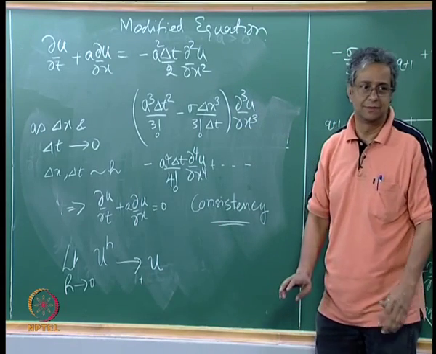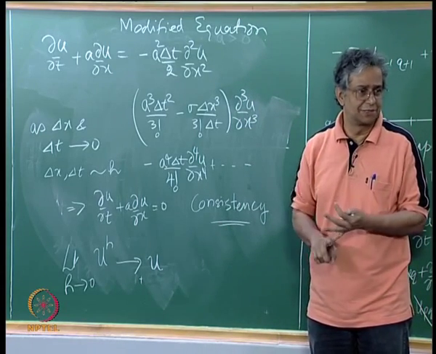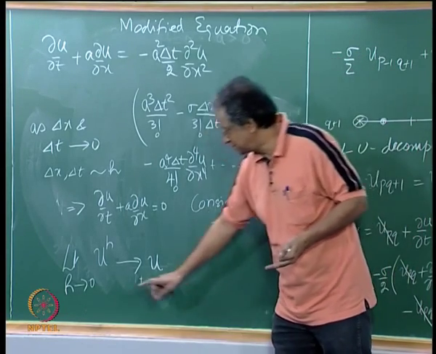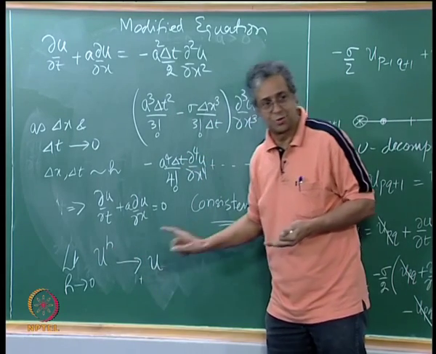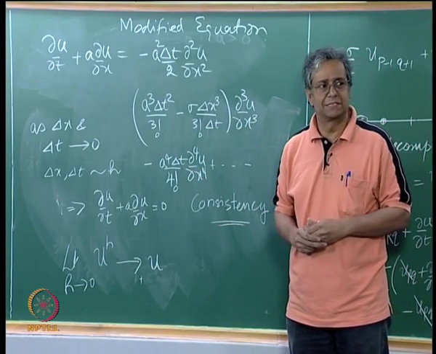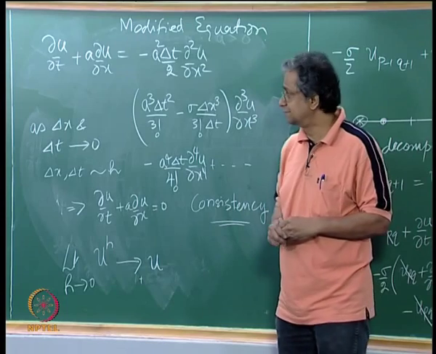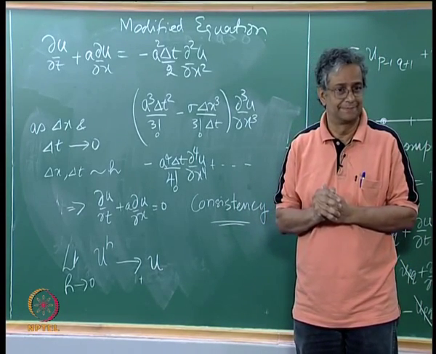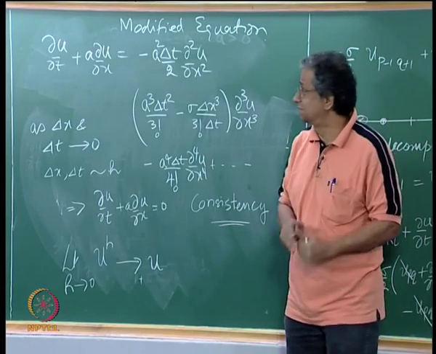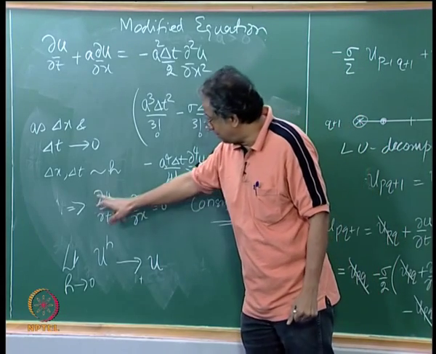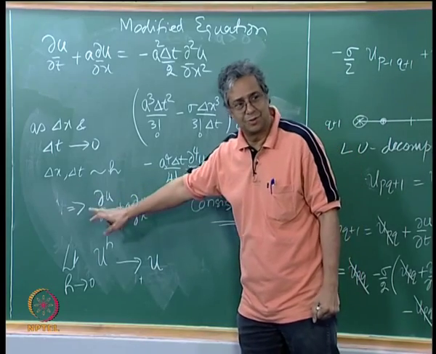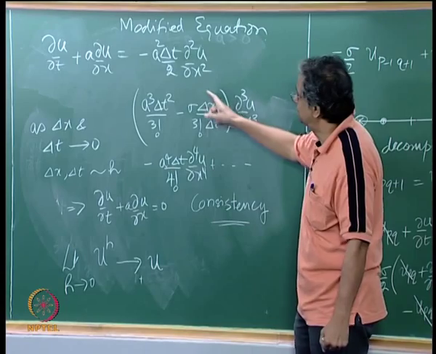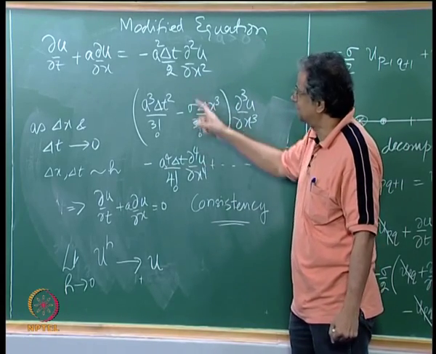Is that fine? Consistency, convergence, please remember in this context what convergence means. As h goes to 0, u h goes to the actual solution, and of course we have seen stability. Fine, that is all very nice. Something else comes out of this. We had a form of a solution for this equation. It looks like if you do this, you get these extra terms.